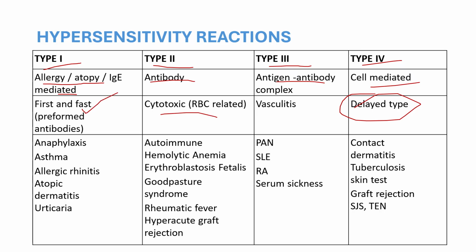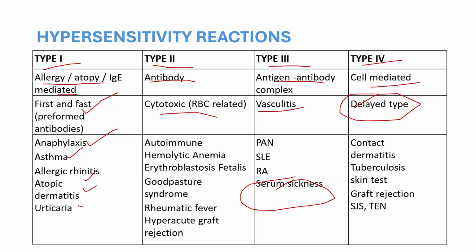Type 2 is going to be cytotoxic. So anything related to the RBC, like autoimmune hemolytic anemia, hyperacute graft rejection, erythroblastosis fetalis, everything is going to be type 2. Type 3 is mainly the vasculitis, polyarteritis nodosa, SLE, rheumatoid arthritis, and serum sickness. Serum sickness is sometimes asked as an FAQ. Serum sickness is what kind of hypersensitivity reaction? Type 3. Okay, so the examples are important: anaphylaxis, asthma, allergic rhinitis, atopic dermatitis, urticaria.